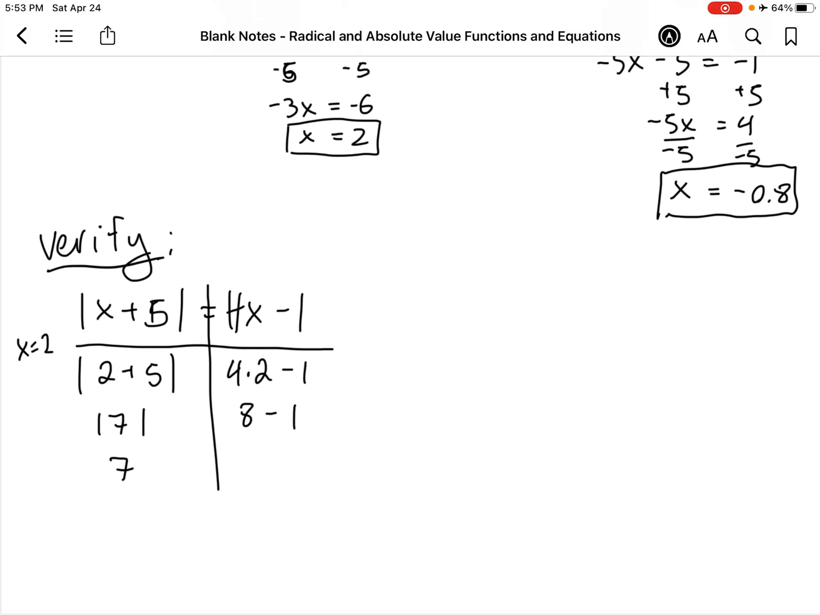I keep mixing up left and right. On the right side, I'm going to get 8 minus 1, which is 7. And that means that left side equals right side. Okay, so this is a good and valid answer.